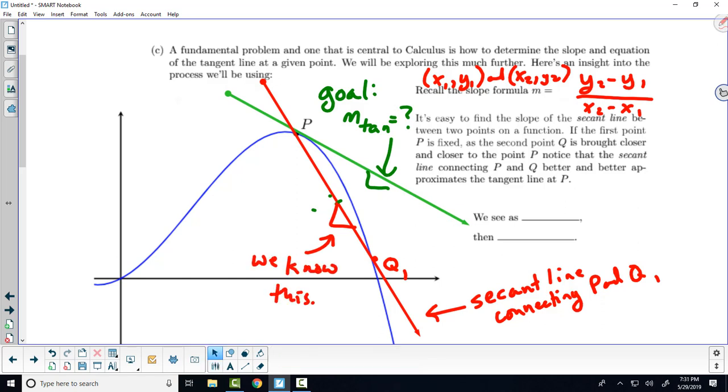How do I know it? Well, all I just need to do is find the two ordered pairs. If I've got a description of the function, I can find that ordered pair for Q. I know the ordered pair for P, and I use the slope formula, right? Okay. Well, is the slope of the red line the same as the slope of the green line?